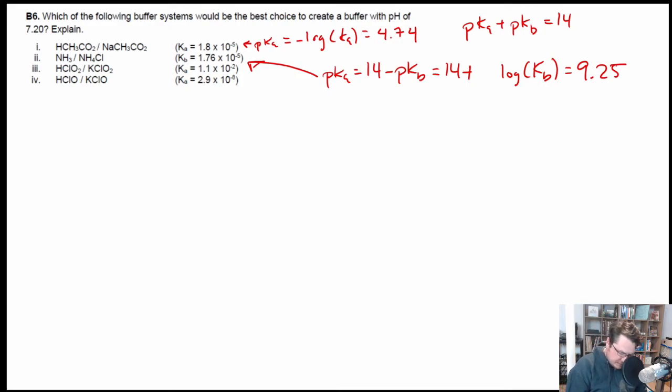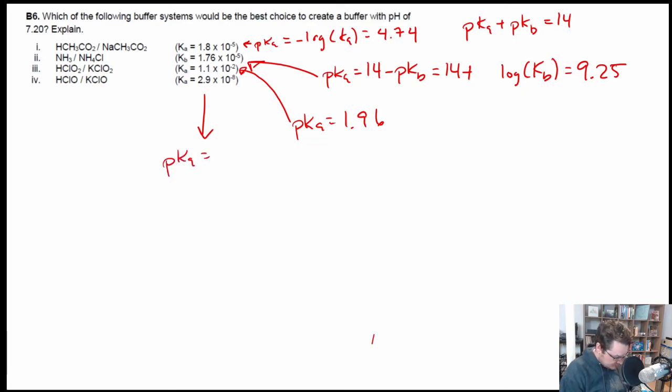And then for the hypochlorous acid, potassium chlorite one, right here, the pKa is the negative log of 1.1 times 10 to the negative 2, which is 1.96 in this case. And then the Ka for the HClO and potassium ClO is the negative log of 2.9 times 10 to the negative 8.